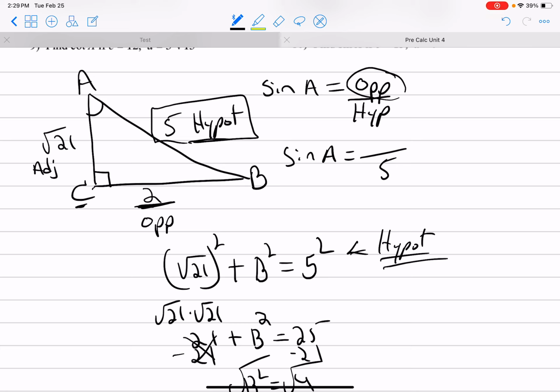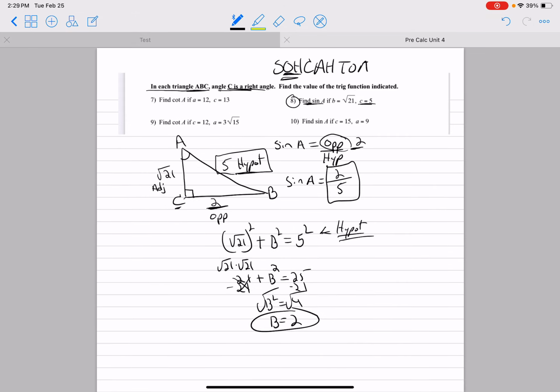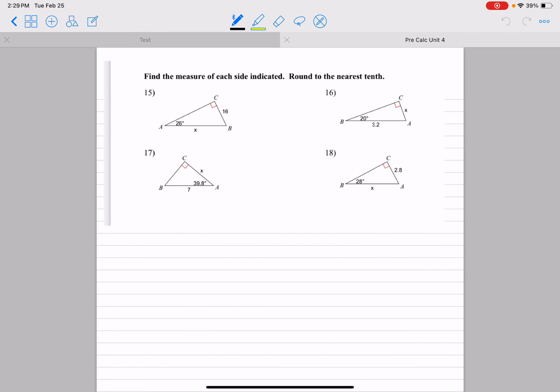Now if the opposite is 2, sine A is the opposite over the hypotenuse. So it's 2/5. Bang, bang, bang. Let us keep it moving. Let's do one from the next section.